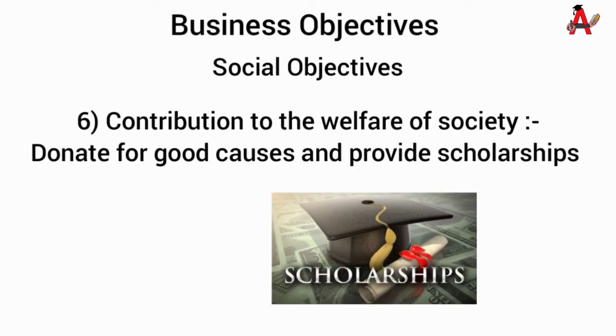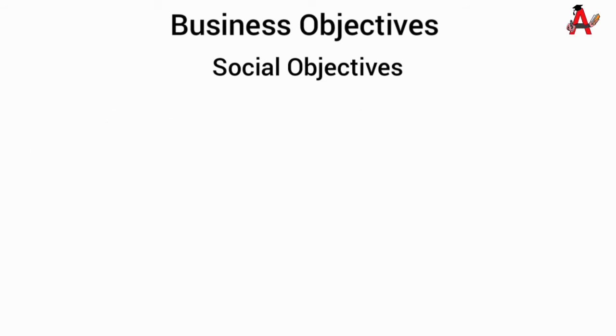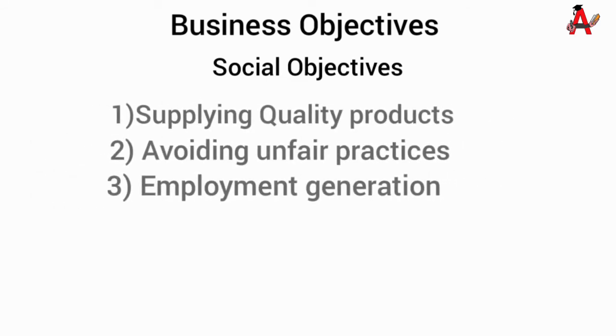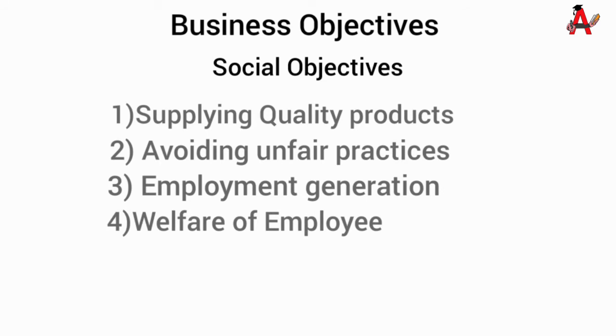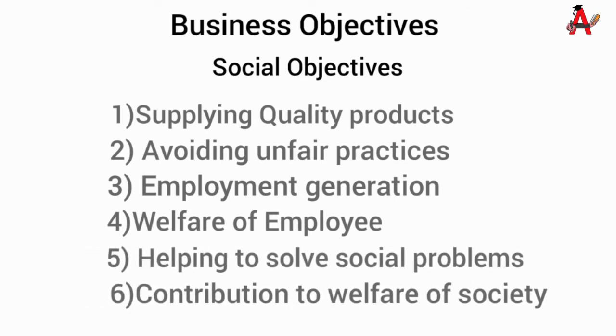And lastly, contribution to the welfare of society. Business houses should take care of the general welfare of society. For example, they should donate for good causes and also for scholarships for higher education. Therefore, the social objective includes supplying quality products, avoiding unfair trade practices, employment generation, welfare of employees, helping to solve social problems, and contribution to the welfare of society.